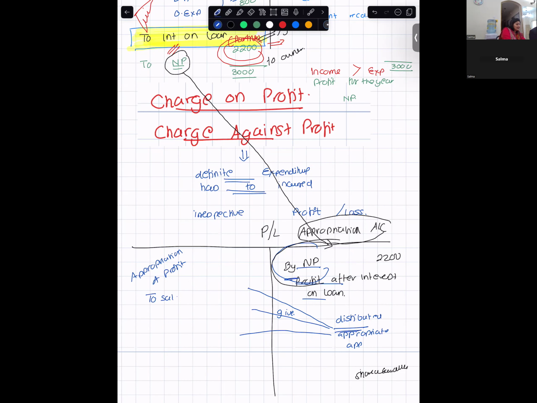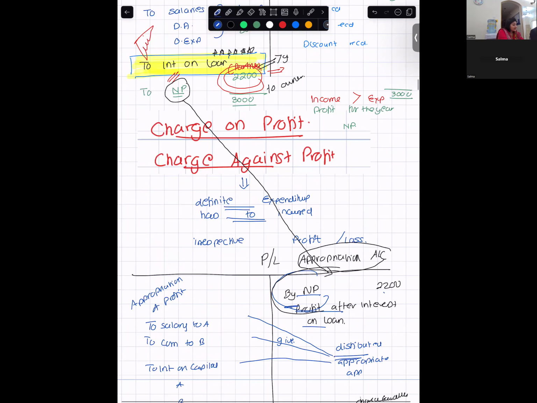So from this I will give salary to A or B, I will give commission, I will give interest on capital. So this is basically appropriation of profits. Charge against profit is for outsiders. Appropriation of profit is for owners. If there is no profit, there will be nothing given to the owners.